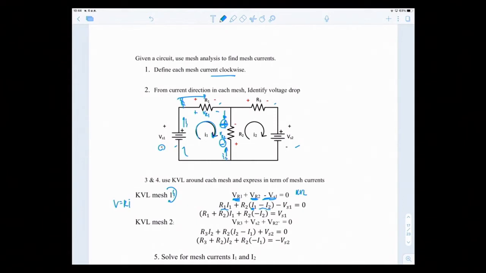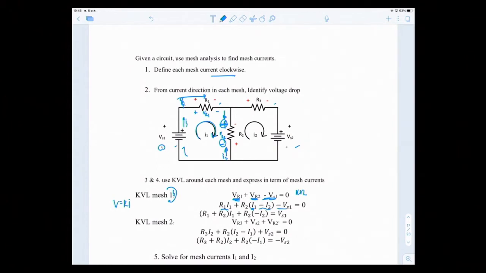Okay, so the current going through R2 is shared between I1 and I2, but in which directions? You have to make sure that you get the direction correct. In this case, you look at the blue color VR2, right? I1 enters the positive, so positive I1. I2 enters the negative, so minus I2. Then you get minus VS1.